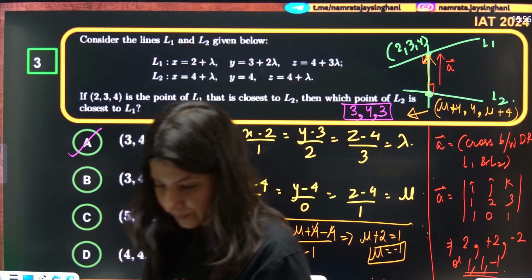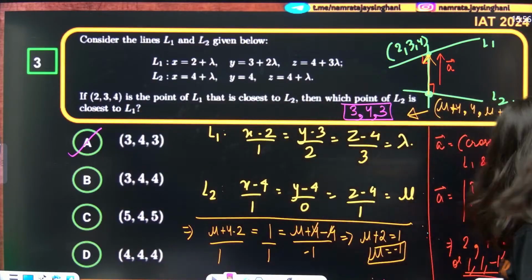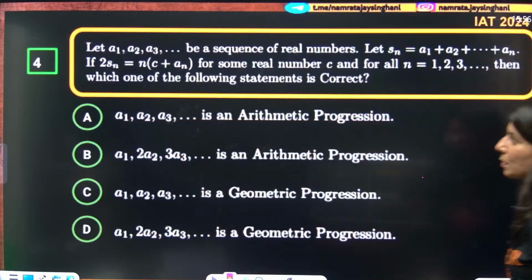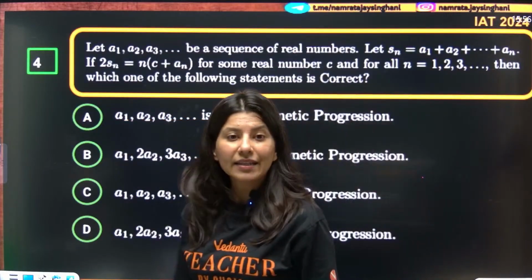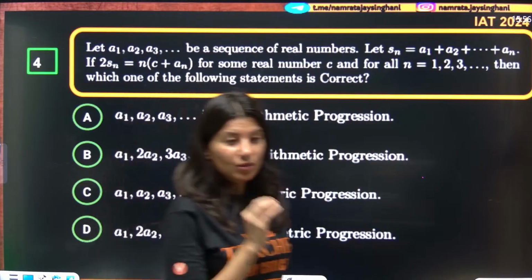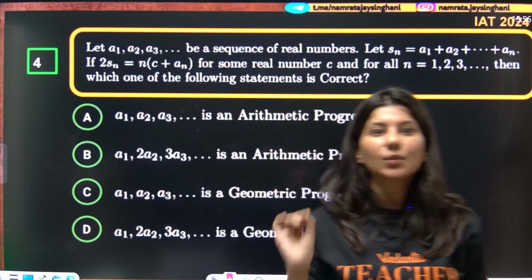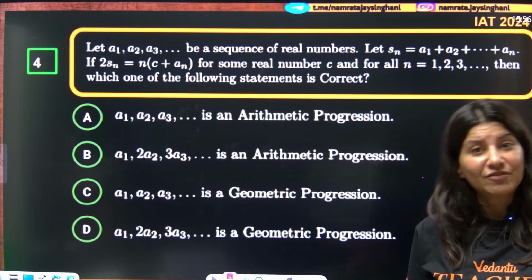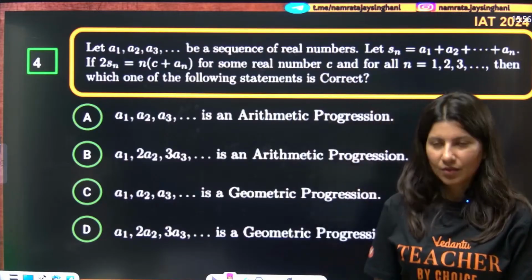Okay, all right. Third question done. Slightly on a difficult side. Now the next question. This was asked in IAT 2024. So right now we are doing all 2024 PYQs, right? I don't know how many of you will find the solution of these questions.